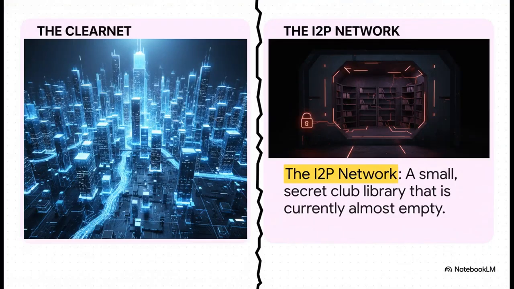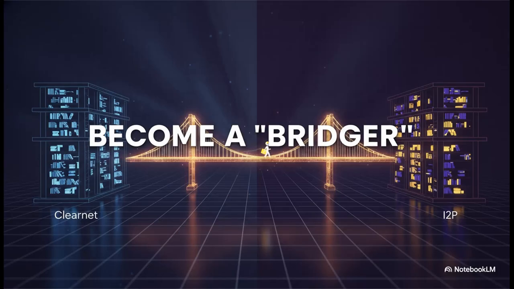This slide just nails the situation perfectly. The regular internet, the ClearNet, it's like a massive public library with millions and millions of books. The I2P network, by comparison, is like a small, super-secret club library. It's incredibly secure, but the shelves are pretty much empty. The main takeaway here is simple. I2P has a serious content problem. So the solution isn't just to use the network, it's to actively build it. Your mission, should you choose to accept it, is to become a bridger, someone who brings those books from the public library into our secret, secure one.